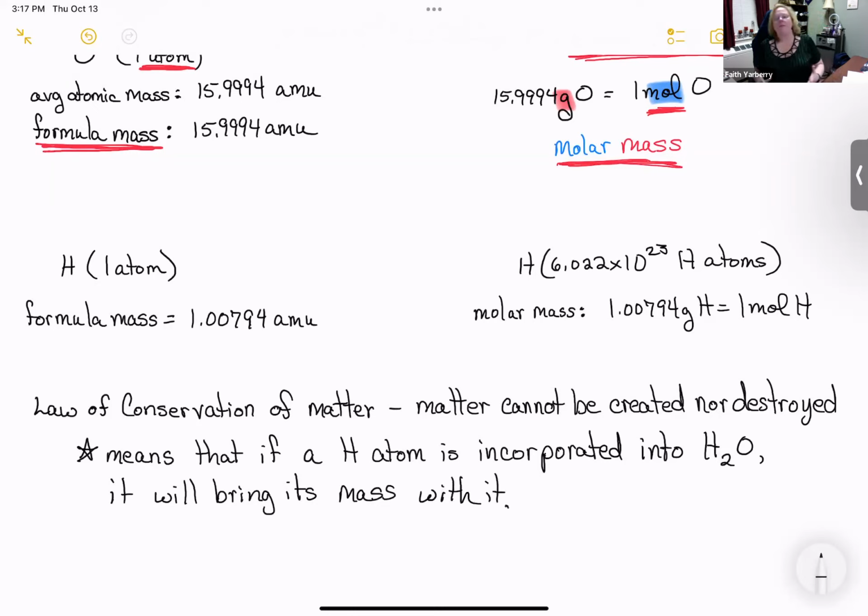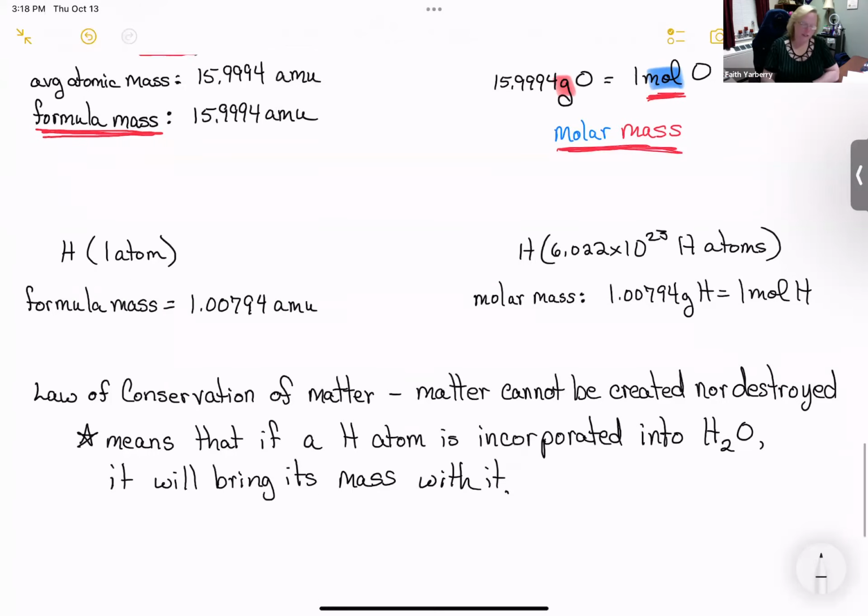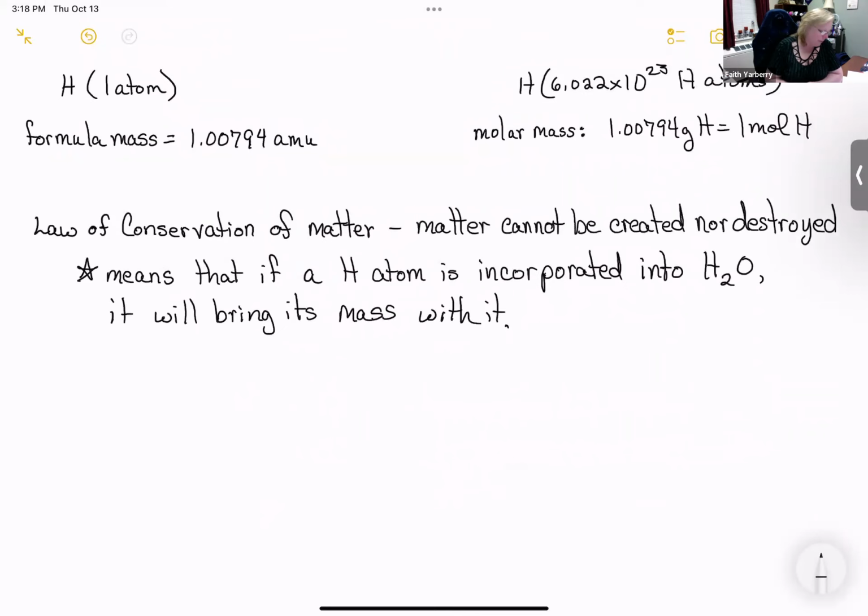And really, folks, this comes back down to the definition of matter. Matter is any object that has mass and takes up space. Hydrogen has mass and takes up space. So if you cannot create nor destroy matter, that means you cannot create nor destroy the hydrogen. And if you cannot create nor destroy the hydrogen, that means you cannot create nor destroy its mass worth of hydrogen.